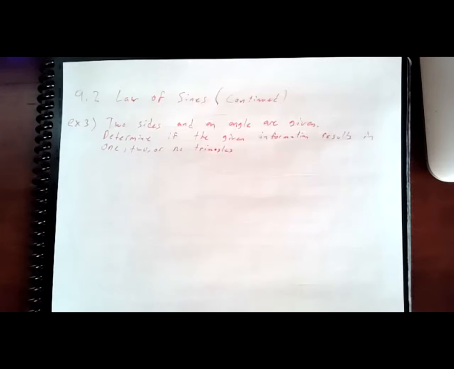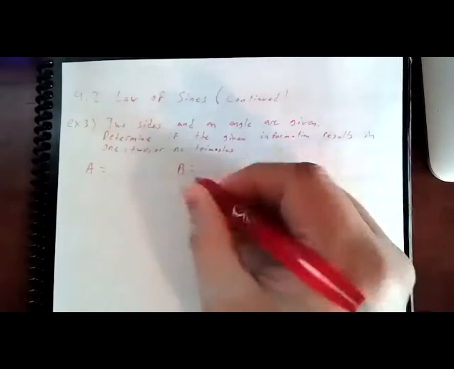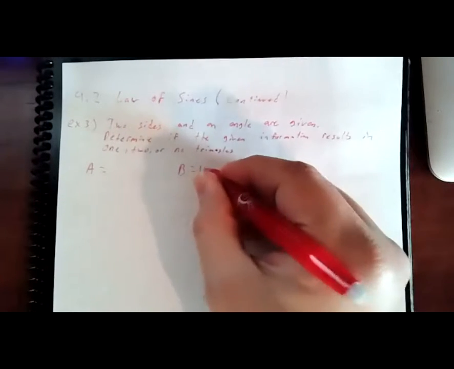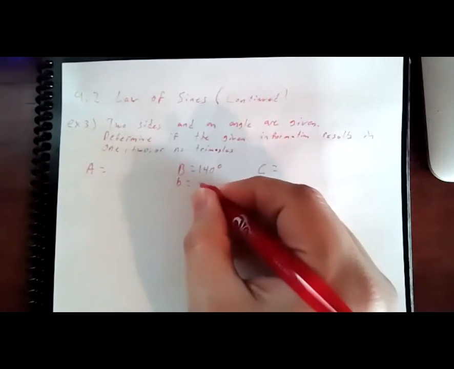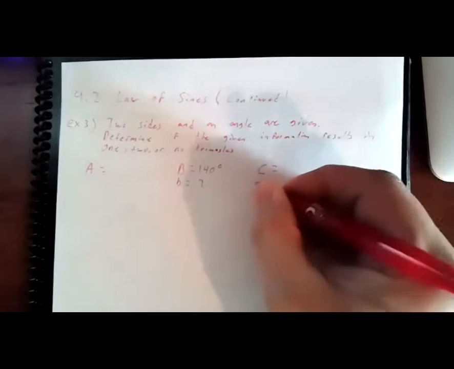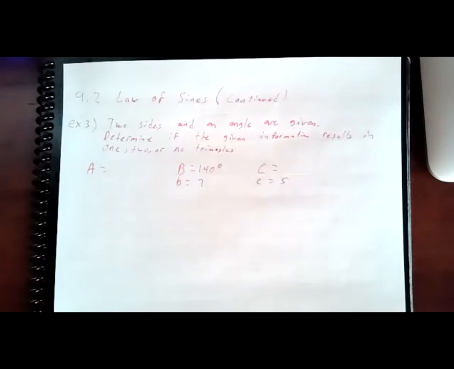So I said two sides and an angle, right? Okay, here it is. So here's A, here's B, and C, the angles, not the sides. The only angle they are going to give me is 140 degrees for B. Little b side is going to be 7. Little c is 5. That is all they're giving me.